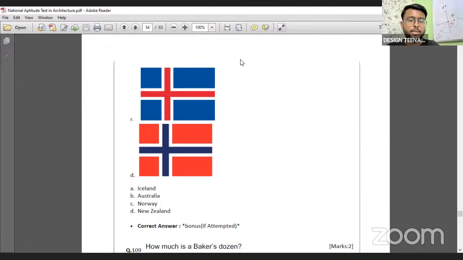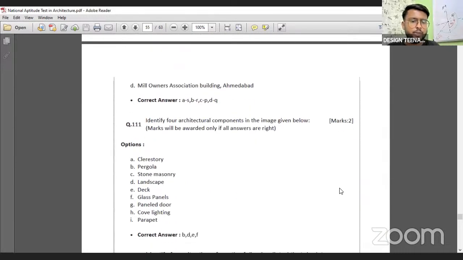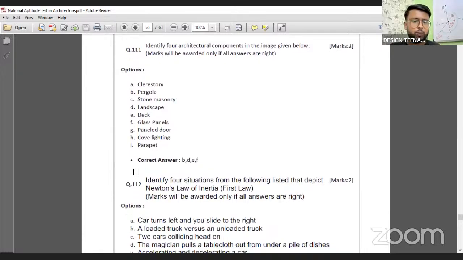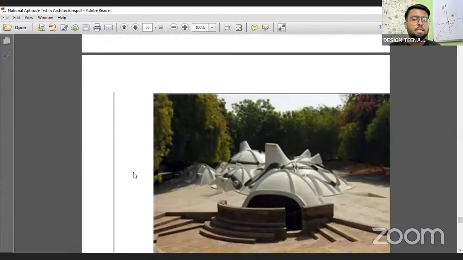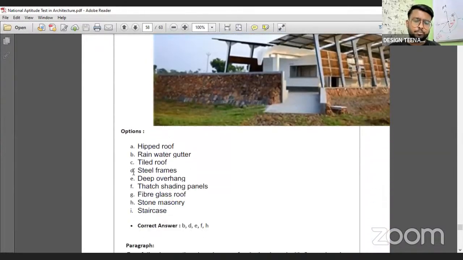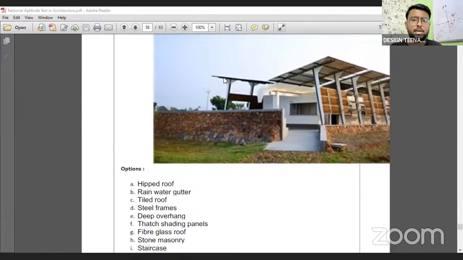We have these set of things, and there are now a few questions which go into the same thing. Identify the 4 architectural components in the image given below. These are related to the materials used in architecture. We will have a quick study of this in our upcoming classes as well. These are simple questions, nothing much different. These are all related to structural aspects, materials used in architecture, or general structural aspects of a building. Depending upon that, this is what is being used.